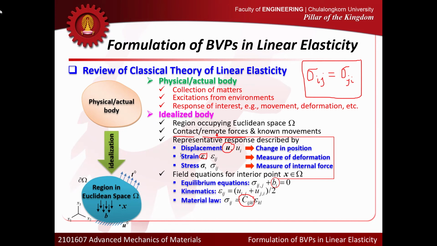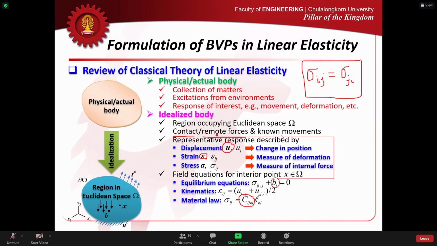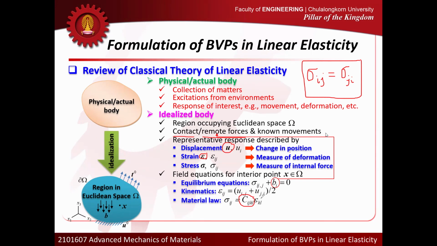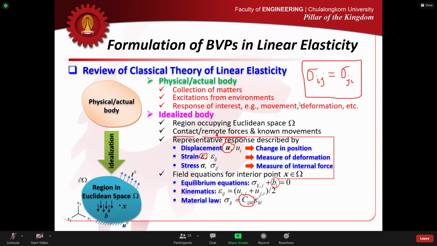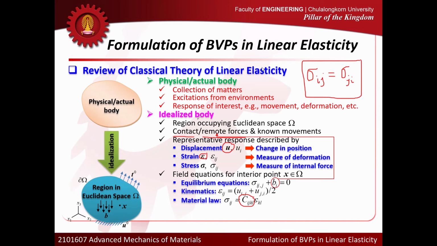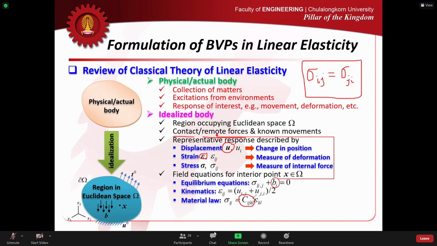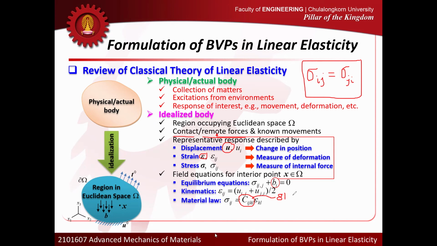Okay. Any answer for my question? How many constants do we have here? We have 81 constants, right? So that is the total number of constants we have, but not all of them are independent, right? Because we have the symmetry.